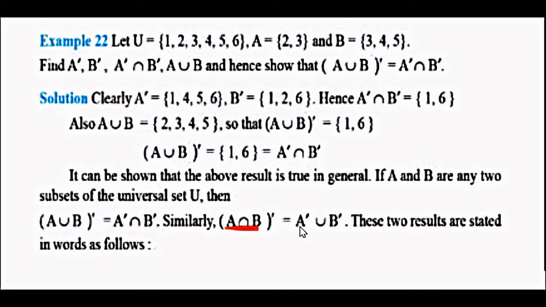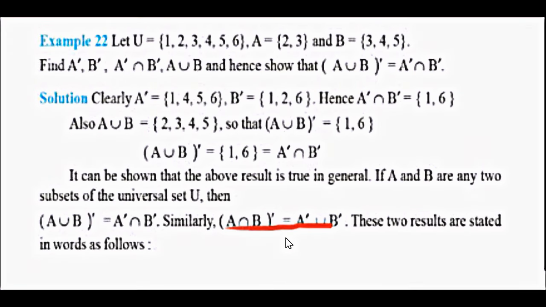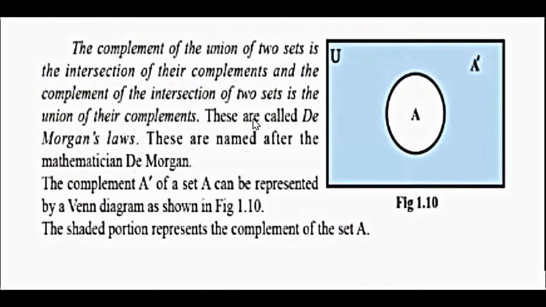And this is a very important relationship. This is called De Morgan's law. The complement of the union of two sets is the intersection of their complements, and the complement of the intersection of two sets is actually the union of their complements. This is De Morgan's law, and this is how we represent it. We'll see that this is U, this is A, and this A complement is nothing but not A. So all the shaded area is your A complement.